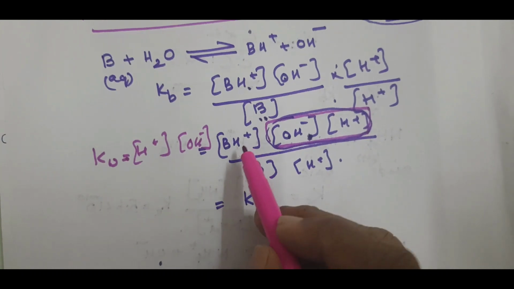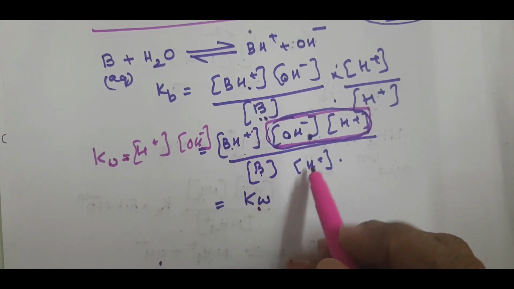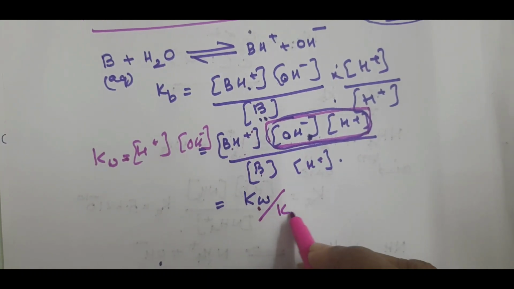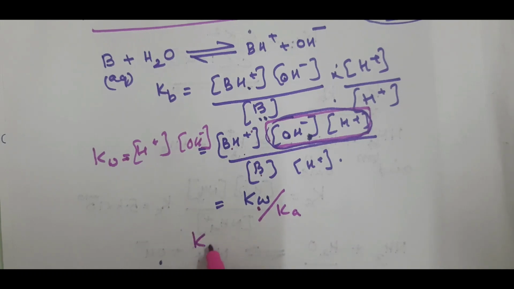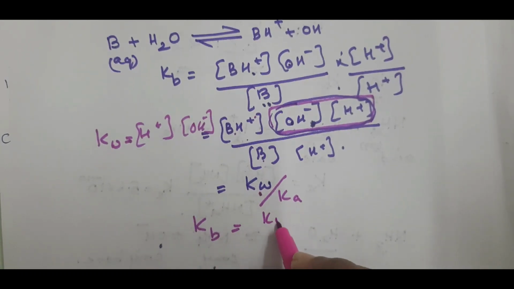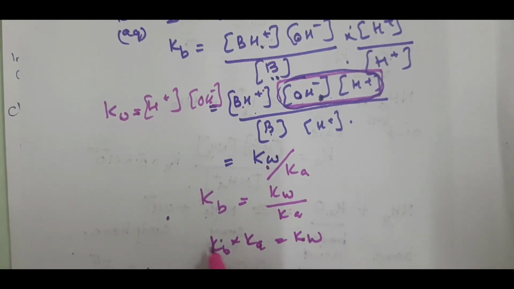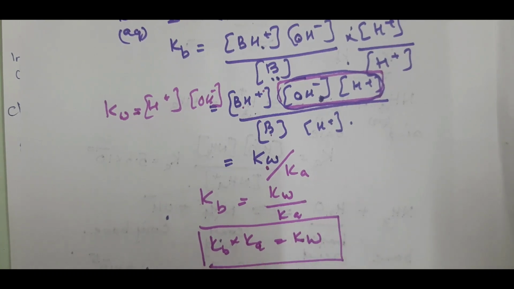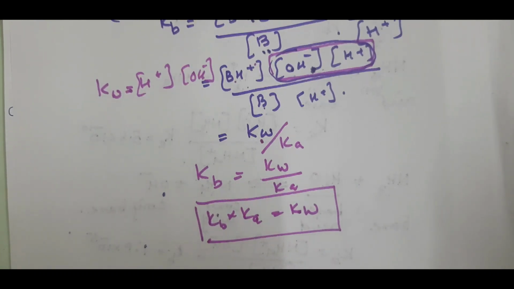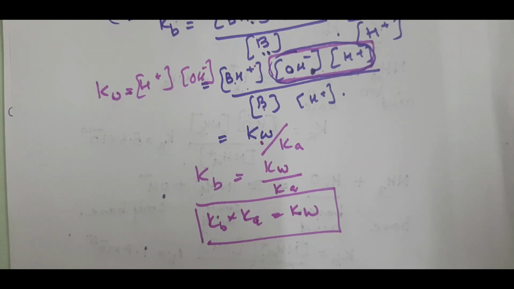Correct? Now what is this? BH plus B into H, that is Ka. Correct? Ka. So you got Kb is equal to Kw by Ka, or Kb into Ka is equal to Kw. See? So this is how the base dissociation thing works or happens. Got it? Okay. So hope this is clear for you.